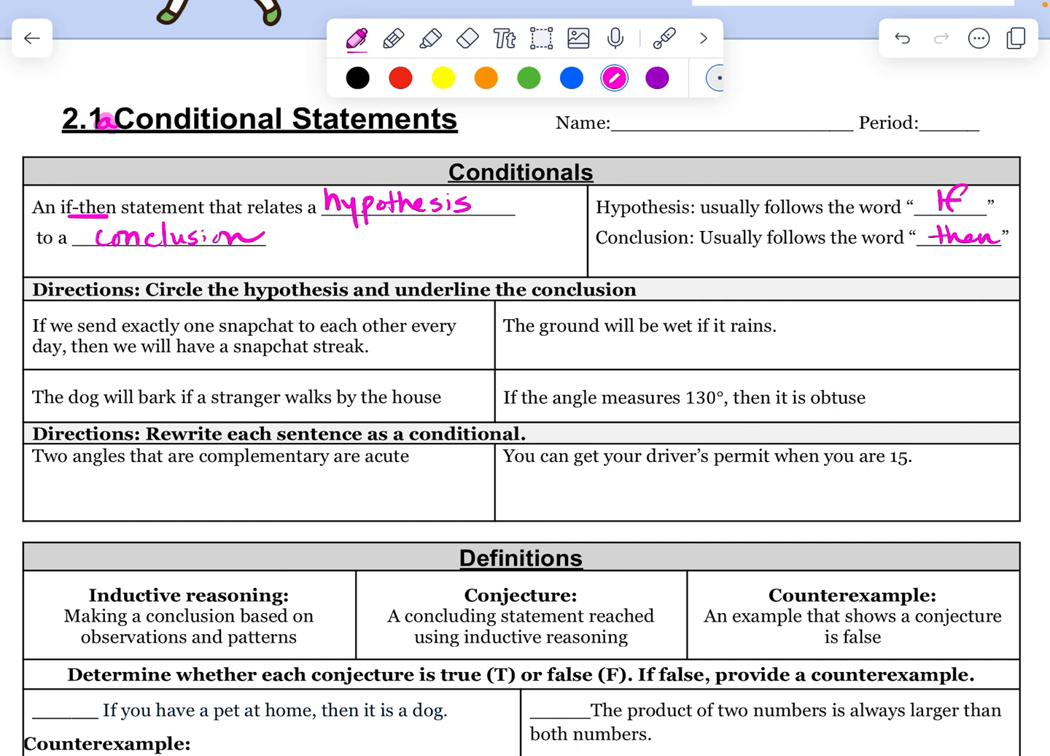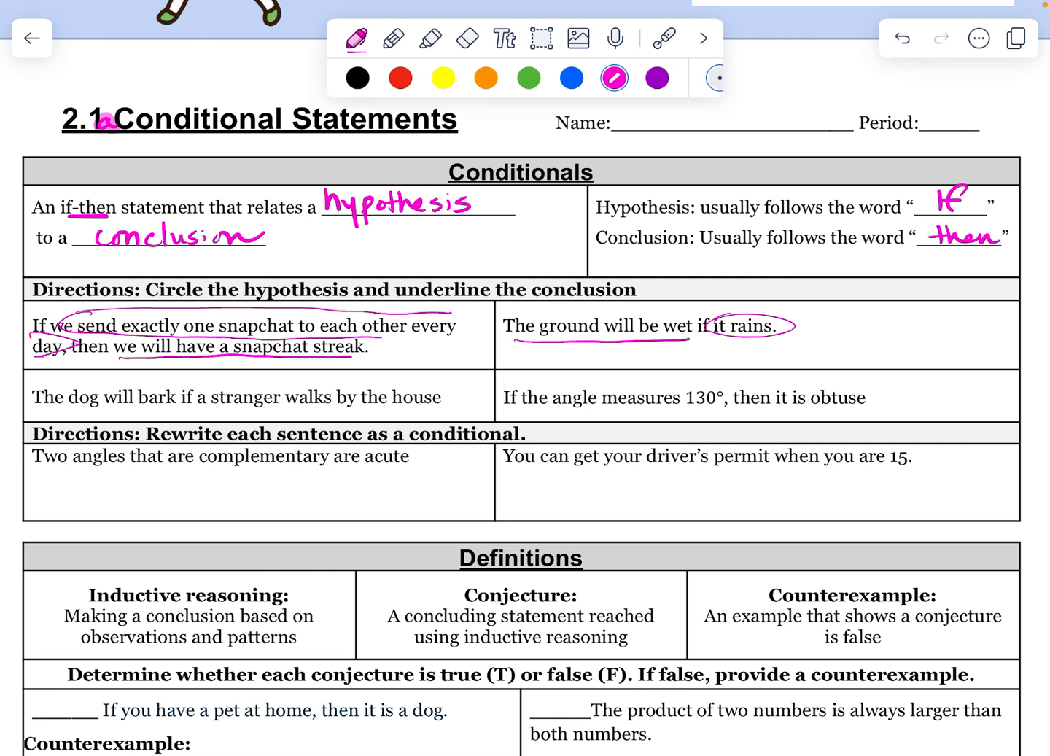Circle the hypothesis and underline the conclusion. If we send exactly one Snapchat to each other every day, so the hypothesis, then we will have a Snapchat streak, underlined. The ground will be wet if it rains. So technically here, my hypothesis, if it rains, then the ground will be wet. It's just in a different order.